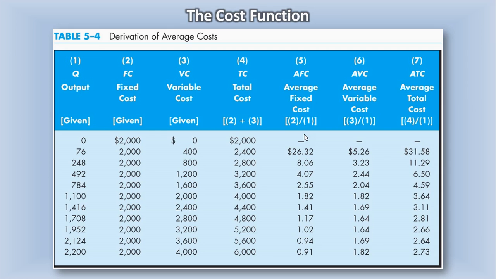But eventually the average total cost will start to increase as well, because the decreasing returns to our variable input will start to bring up the average variable cost, which will then start to overpower the spreading effect of the average fixed cost, which then starts to bring average total cost up as well. And so average variable costs will decrease, then increase, and so will average total costs.